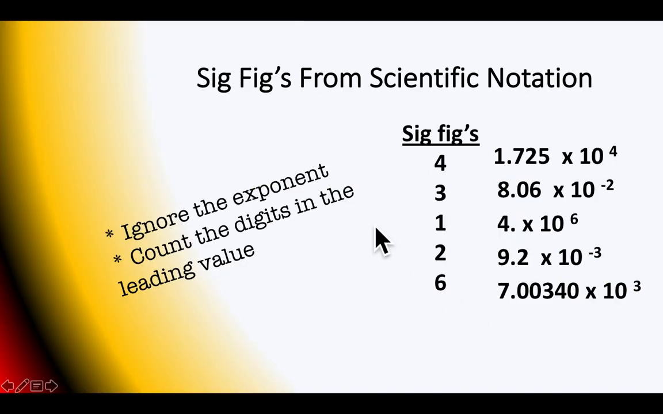Okay, it's really easy to find significant figures from scientific notation. You ignore the exponent altogether, and you simply count the digits that are in the leading value. For this first one, there are 4 numbers here, so there are 4 sig figs in this value. The next one, there are 3 numbers here, so there are 3 sig figs. This one has only a 4, so there's 1 sig fig here, even though it's 10 raised to the 6th power. So never pay attention to these exponents. Always pay attention to just how many digits you have.